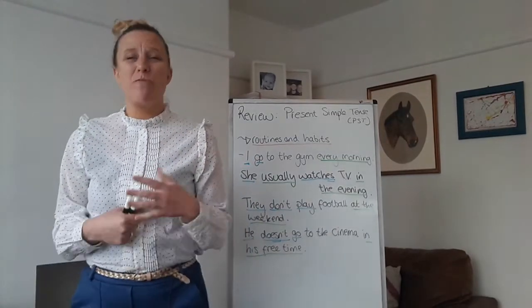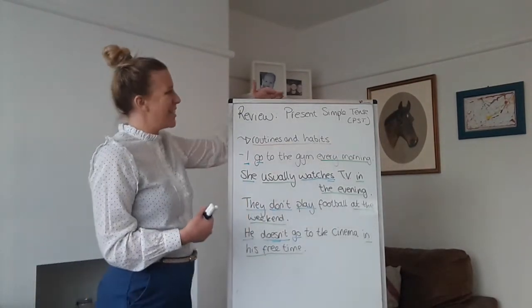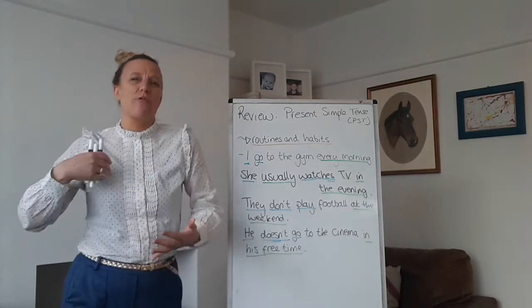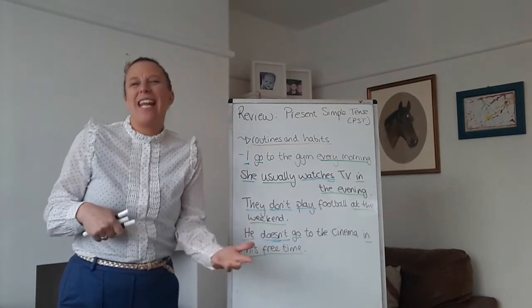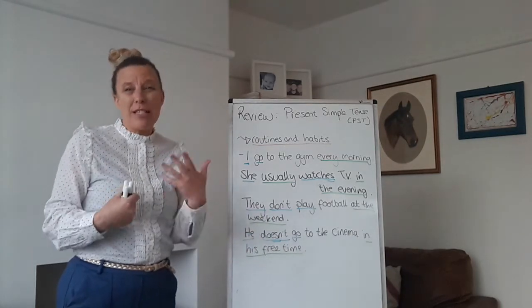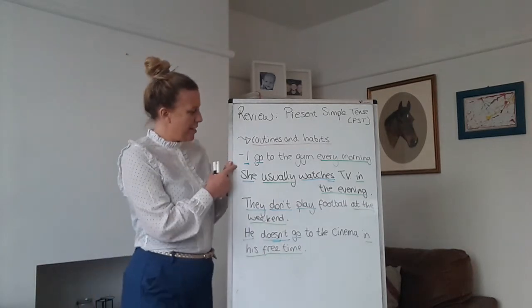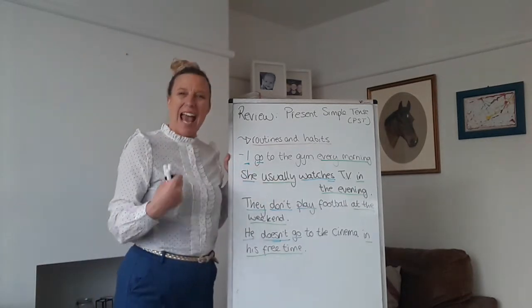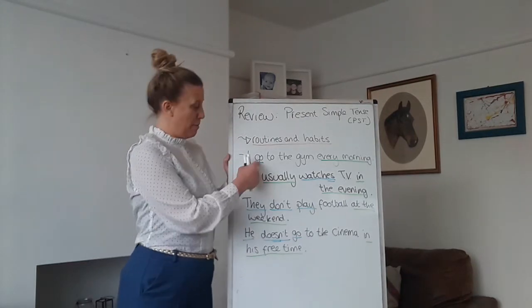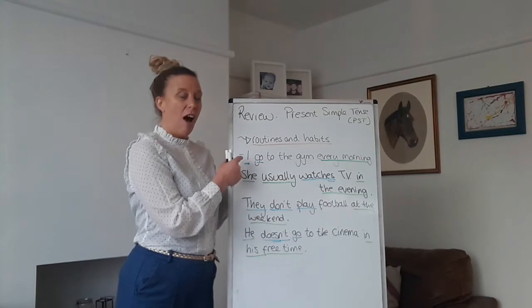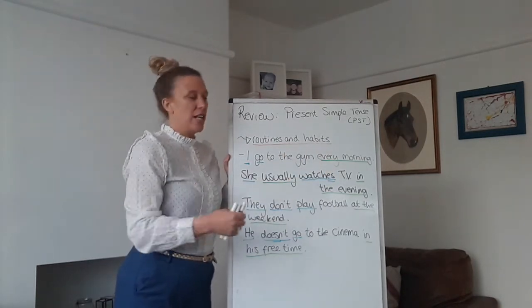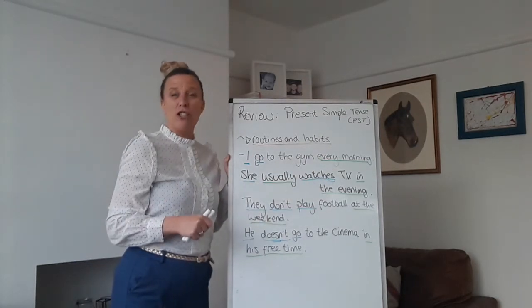Okay, so quick review of the present simple. Remember, we use the present simple tense to talk about routines and habits, things we usually do, things we often do, things we do on Mondays, at the weekends, in the evenings, things that are habits or routines. So, for example, I go to the gym every morning. We use the base form of the verb with I. I go to the gym. And if we're talking about in the morning or in the evening, it usually goes at the end of the sentence. I go to the gym every morning.